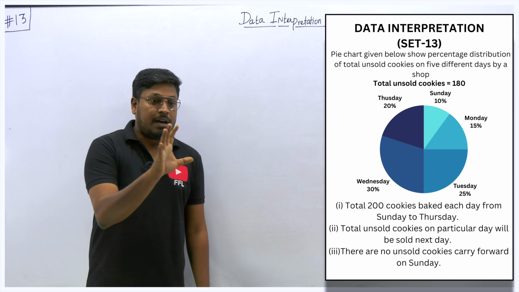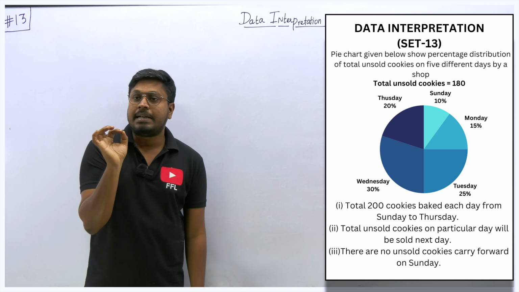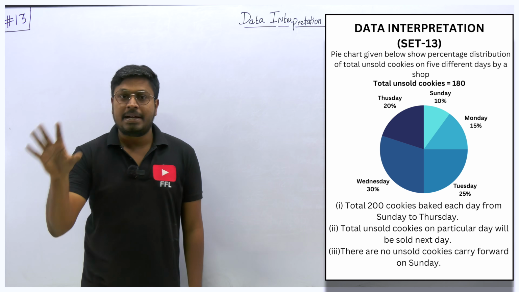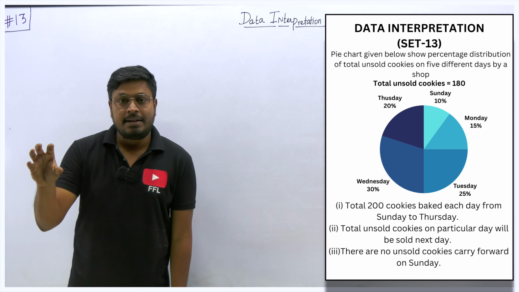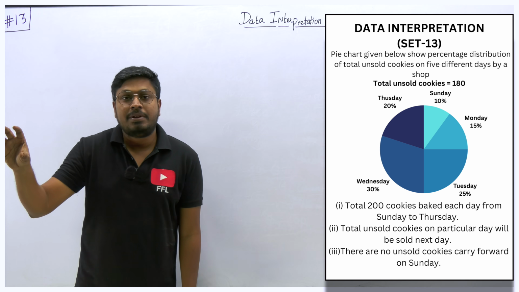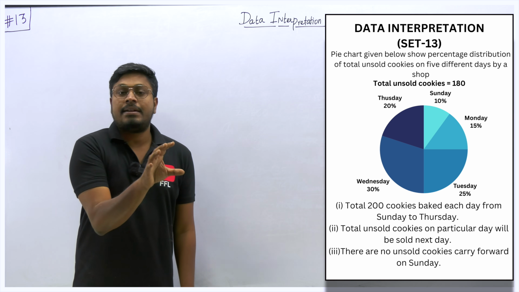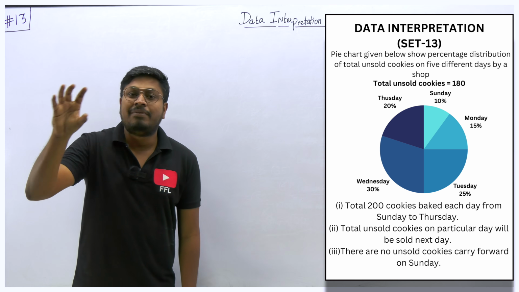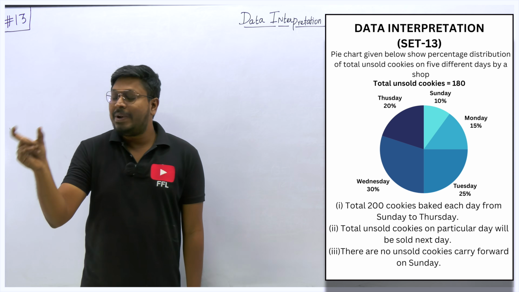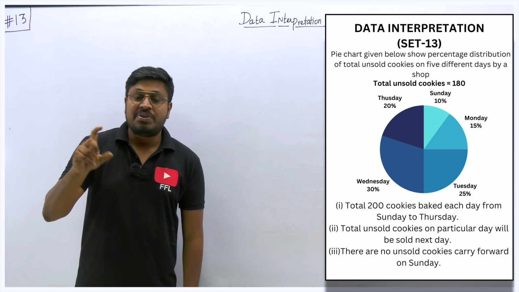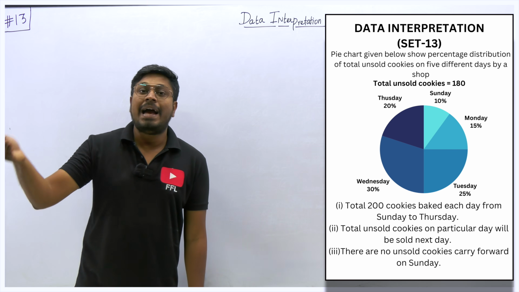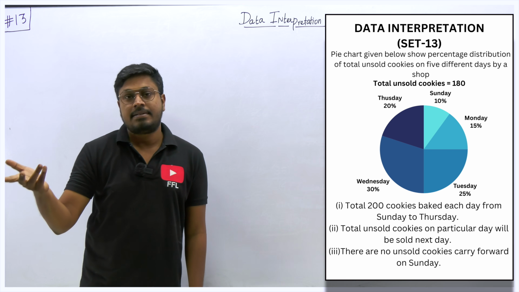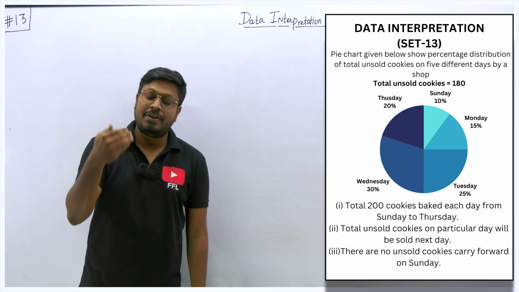For example, the question will be like: a milk vendor sells 600 liters of milk on Monday. Out of this 600 liters, some liters will be unsold. For example, he has 600 liters of milk and sells only 580 liters, so 20 liters of milk will be unsold. That 20 liters will be added to the next day. So the next day, he will be selling 620 liters. Similarly, it goes on from Sunday to Monday.